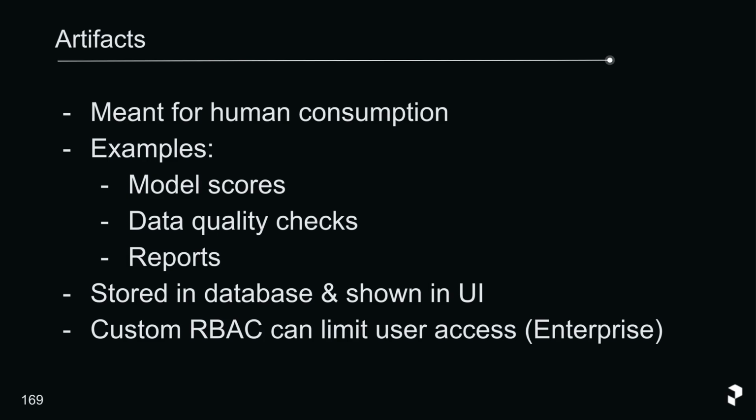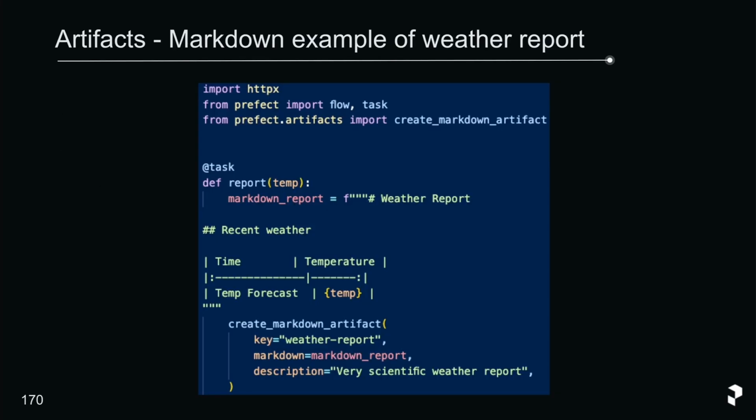They're meant for human consumption, and a few examples of what artifacts could be are model scores, data quality checks, and reports. They're stored in the Prefect database and shown in the UI, so they're persisted, and there is an option to limit user access to them, but that is on a paid tier of Prefect Cloud specifically.